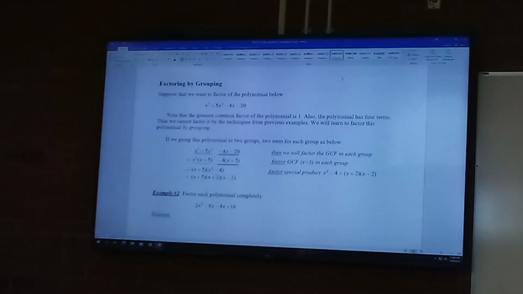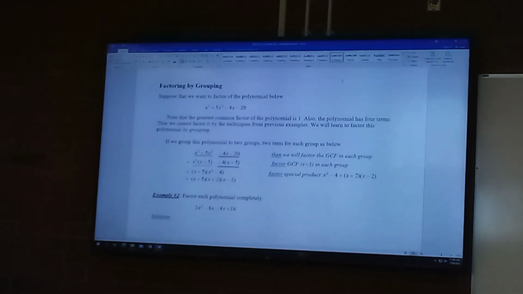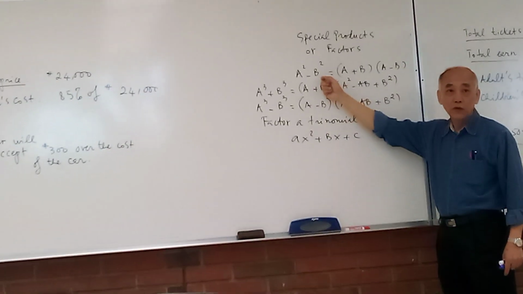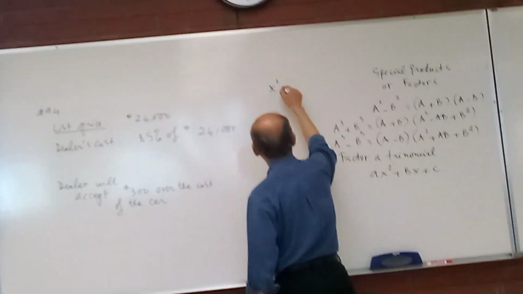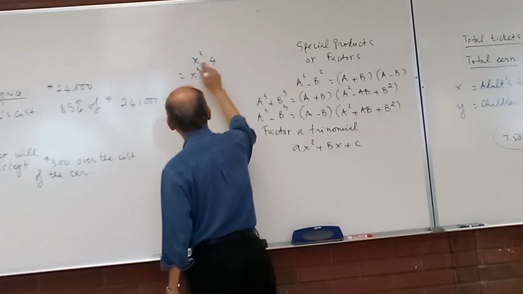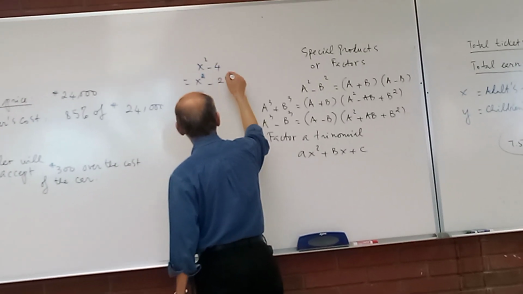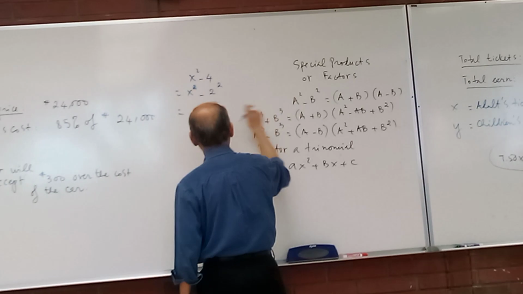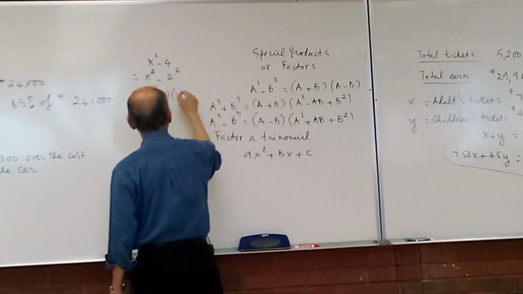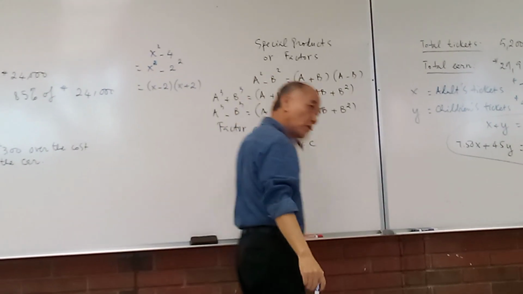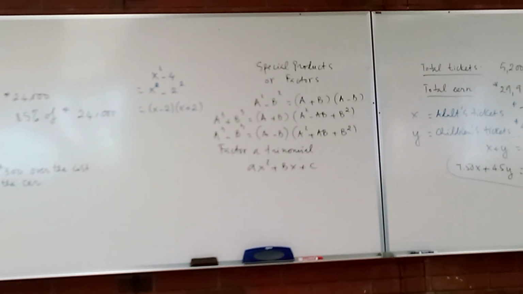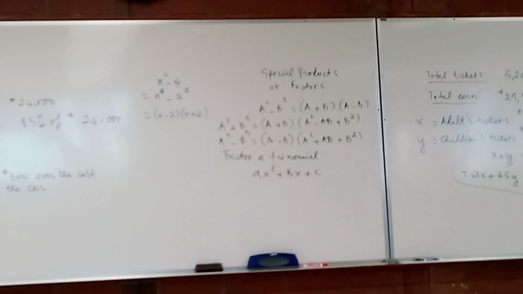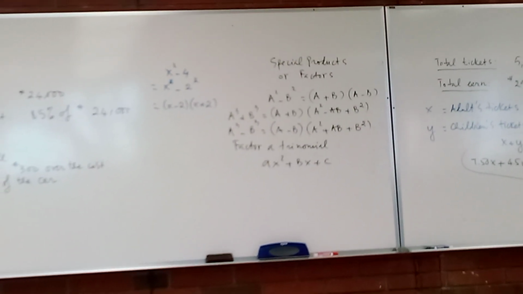And x squared minus 4 goes back to the special product. X squared minus 4 is x squared minus 2 squared, and we're just using the special product: x minus 2 times x plus 2. So go back to the very basic special factors, the special products. So that will be the final solution for factoring by grouping.